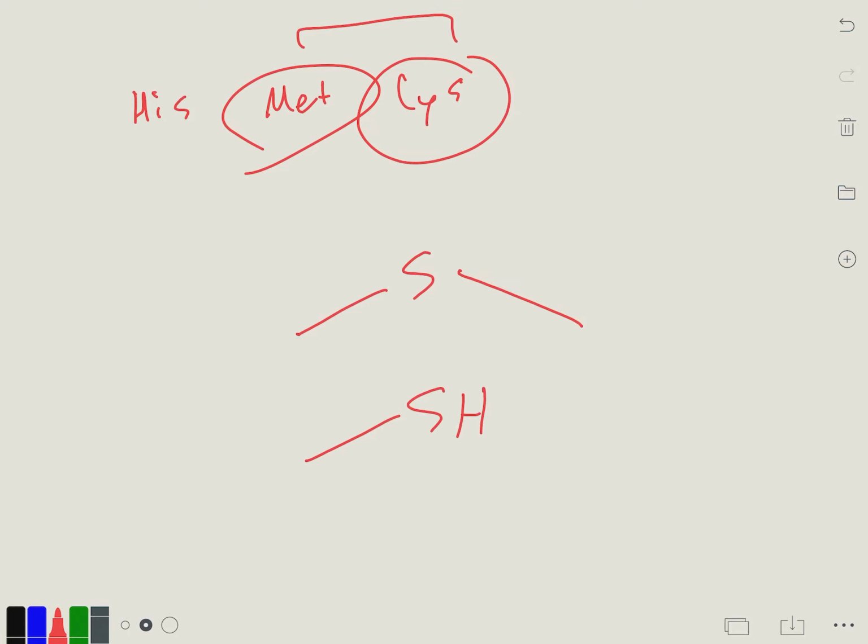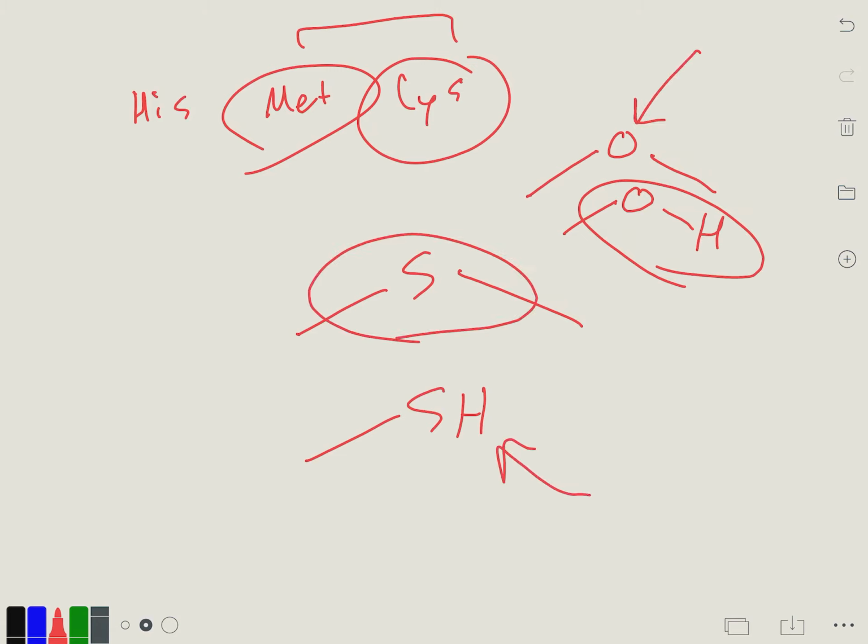Just like if we say alcohols have high boiling points because they contain oxygens bonded to hydrogens, they can hydrogen bond. That's not the case with ethers, right? We don't see ethers having high melting points like alcohols do. So this is fundamentally different than this, and this is fundamentally different than this. Different properties, different reactivities. That's why cysteine does disulfide bonds and methionine does not. I hope that was clear.